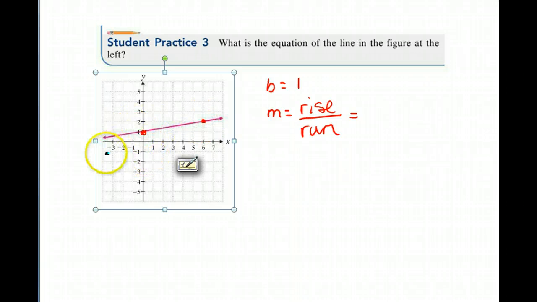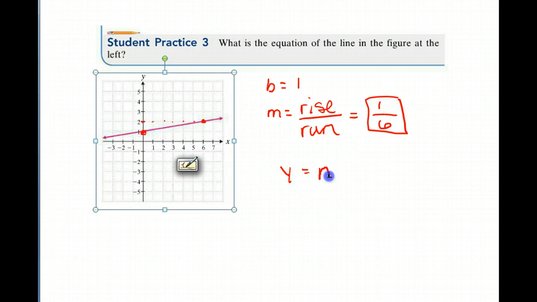So we're going to use the rise. Now our line is slanting up, and we would have to move up in order to get to the next point. So that tells me that my slope is positive. So how many units did we have to move up? Just 1. So my rise is 1. And now we're going to calculate the run. How many units will we need to move over? Let's count. 1, 2, 3, 4, 5, 6 units. That tells me that my run was 6. So my slope is positive 1/6.